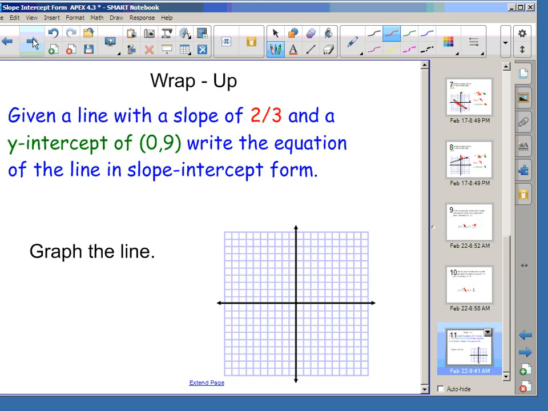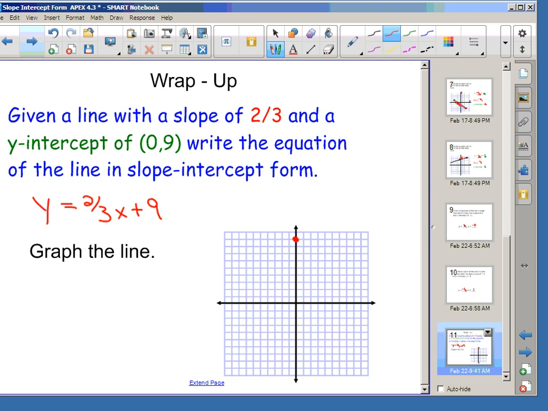All right, so basically, to wrap it up, if you can do this, given a line with a slope of 2/3 and a y-intercept of 0, 9, write the equation of the line in slope-intercept form. y equals 2/3 x, that's your slope, plus 9. Go ahead and graph it. Go to 9. 1, 2, 3, 4, 5, 6, 7, 8, 9. The slope is positive 2/3.